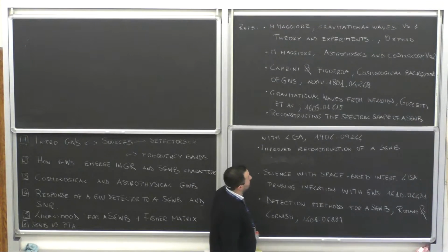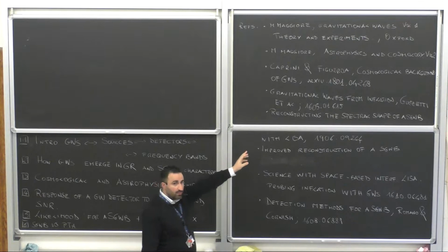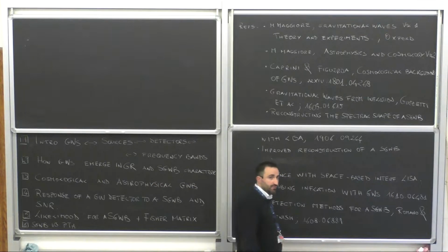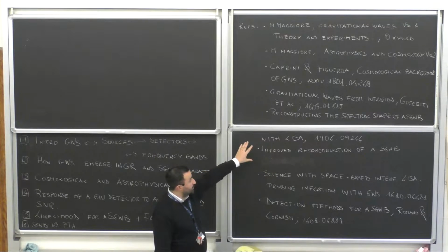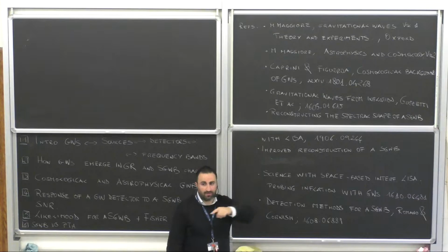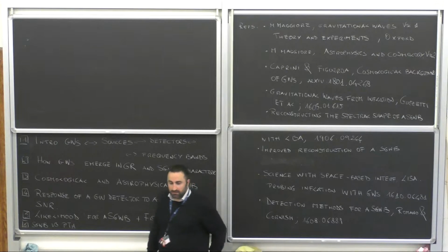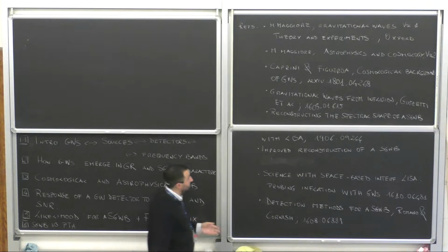So these are the main references for this course. You have some reviews that are mainly focused on cosmological background. Tomorrow I will give you a couple that focus on the astrophysical ones. Then you have this paper that focuses on the reconstruction of the stochastic background with LISA, and these are particularly important because they contain the tools that you will use in the exercise, essentially.